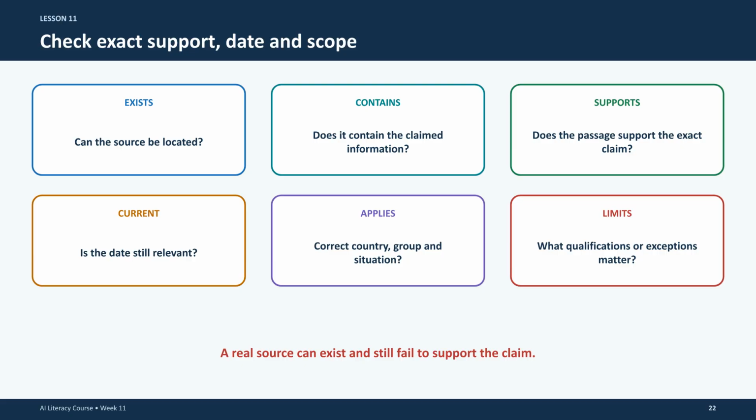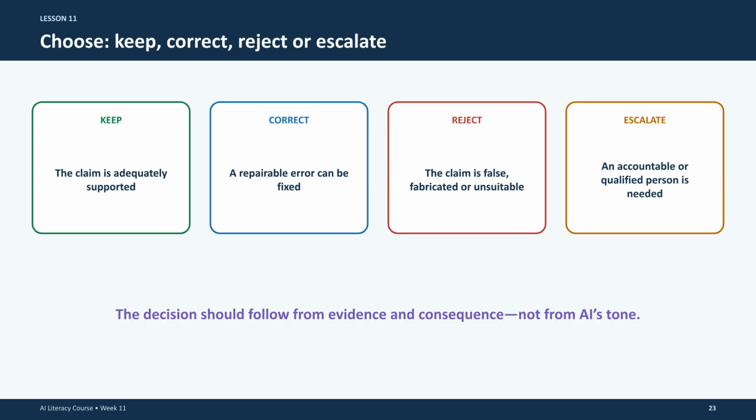As you review your source, check for existence, scope, and currency. Does the source contain the information? And does it genuinely support the exact claim? Even if a source is real, it might still fail to support the specific point being made. Once you have reviewed the evidence, you have 4 choices. Keep the claim if it is supported, correct it, reject it if it is false, or escalate it if you need a qualified expert to verify the information.